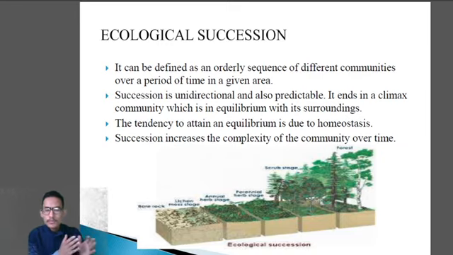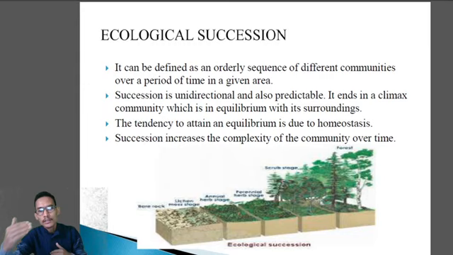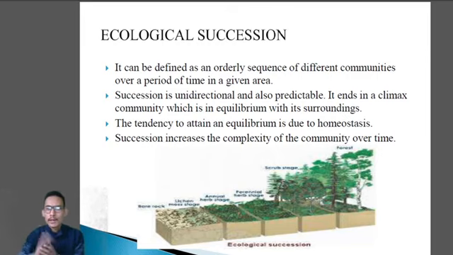So the first species in a given habitat will be replaced by another species, and that species will also be replaced by another species. So finally a community will be reached which will not be replaced, which will survive in that particular habitat. Clear? So ecological succession can be defined as an orderly sequence of different communities over a period of time in a given area.